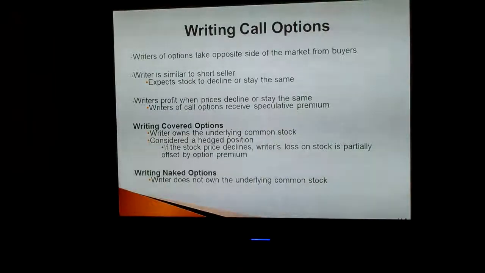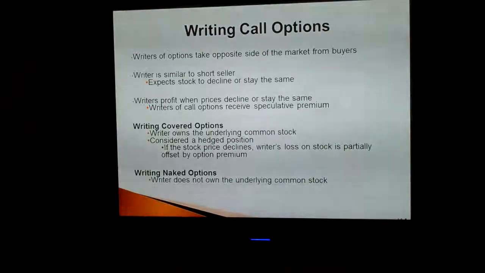Writing call options. Writers of options take the opposite side of the market from buyers. The writer is similar to a short seller, expecting stocks to decline or stay the same. Writers profit when prices decline or stay the same. The writer of call options receives the speculative premium.